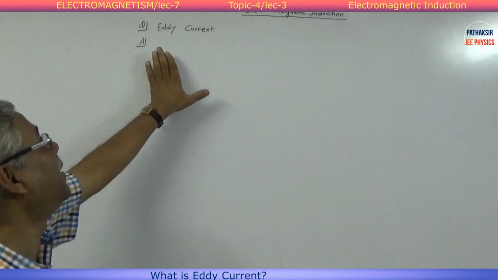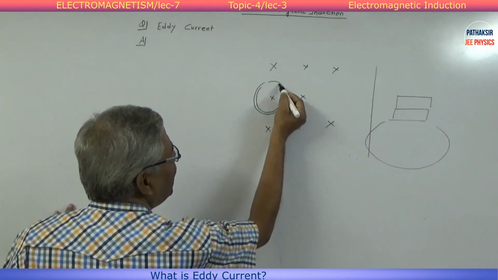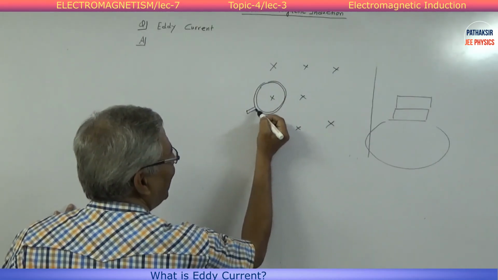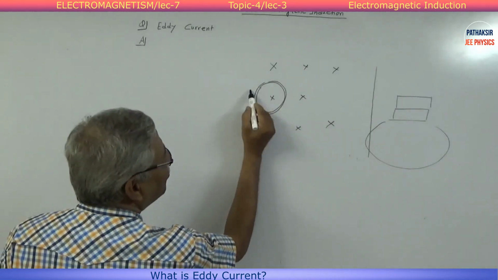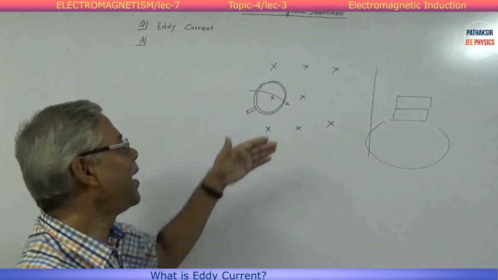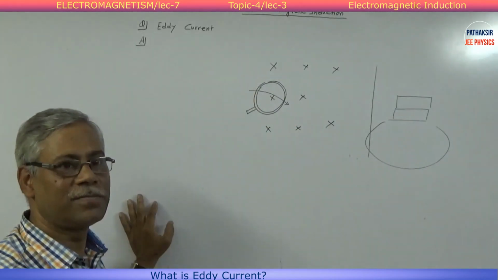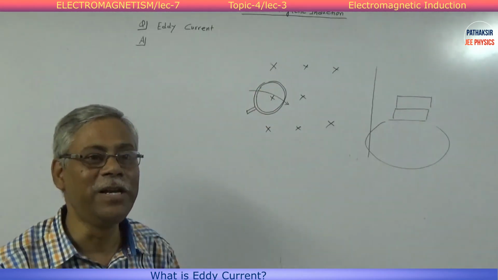This type of current is called eddy current. A ring, say with a handle. You are taking the ring inside the magnetic field and then taking it out. So in this, motional EMF will be induced.